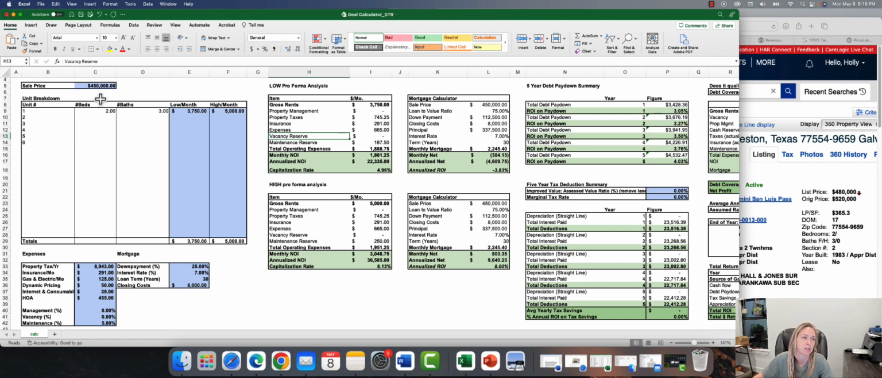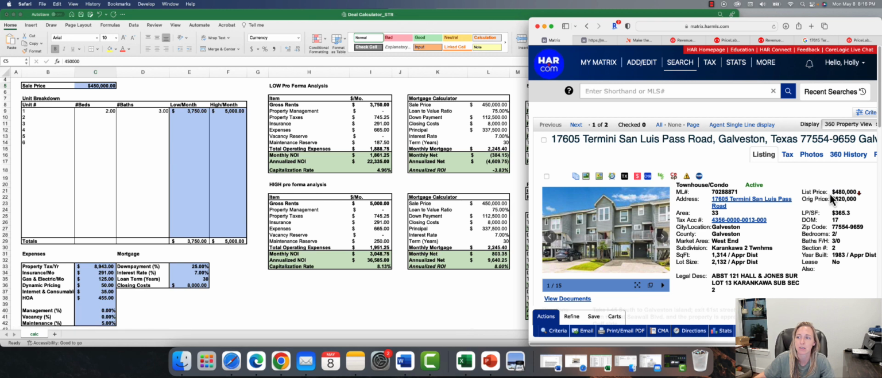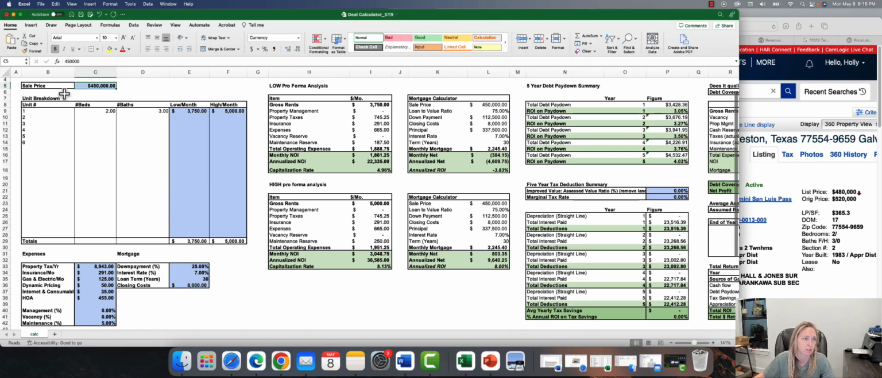So everything in blue is what we fill in. First is the sales price, and I've already plugged it in at $450,000. It's listed for $480,000 right now, which I think is really high. And they did a price drop of $40,000, so it seems like they know that they're a little high, and they're pretty motivated. So first is the $450,000 in the sales price.